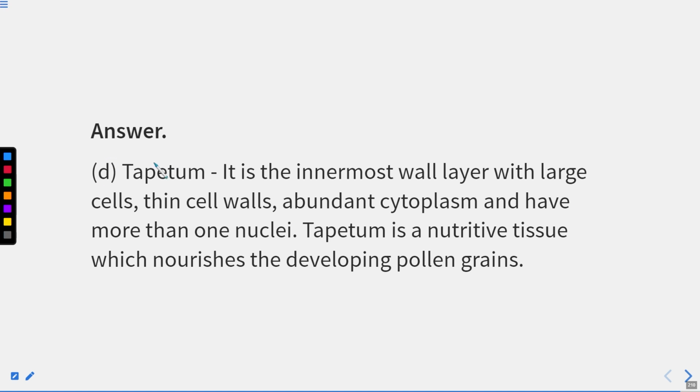Now the innermost layer is known as the tapetum. It is the innermost wall layer with large cells. They have thin cell walls, abundant cytoplasm and more than one nucleus. This is a characteristic feature. And what is the function of the tapetum? The tapetum is a nutritive tissue which nourishes the developing pollen grains. You should know the functions of these layers and the type of cells, whether they are thin walled, whether abundant cytoplasm is present or not, and how many nuclei are present.